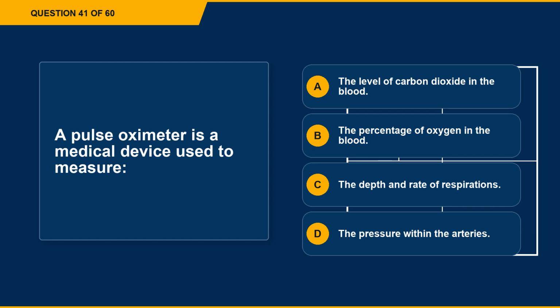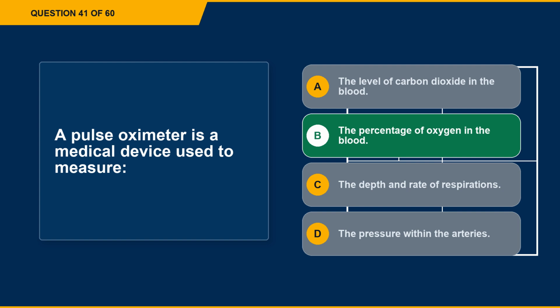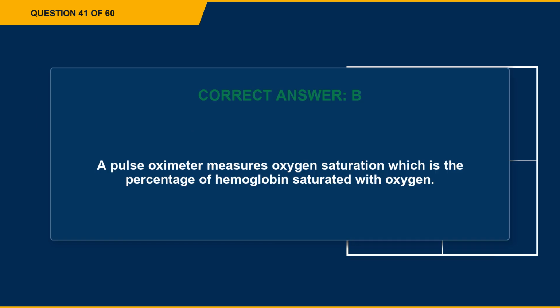Question 41. A pulse oximeter is a medical device used to measure: Option A, the level of carbon dioxide in the blood. Option B, the percentage of oxygen in the blood. Option C, the depth and rate of respirations. Option D, the pressure within the arteries. The correct answer is option B, the percentage of oxygen in the blood. Explanation. A pulse oximeter measures oxygen saturation, which is the percentage of hemoglobin saturated with oxygen.